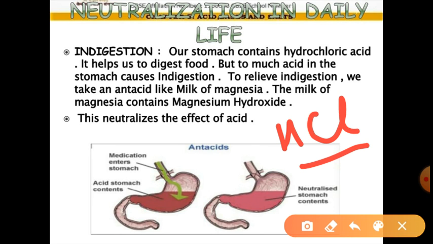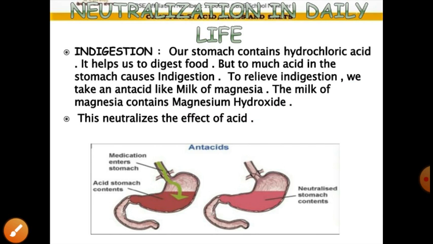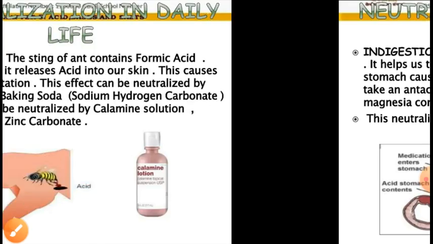But if the amount of HCl gets excessive in the stomach, it causes indigestion. So it is treated by the use of a base, as the base neutralizes the effect of HCl and will cure the indigestion. The base used for this purpose is milk of magnesia, which contains magnesium hydroxide. Magnesium hydroxide will neutralize the impact of HCl, and the problem of indigestion is solved.